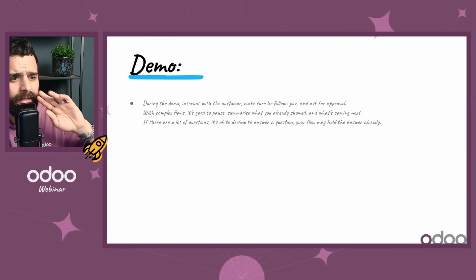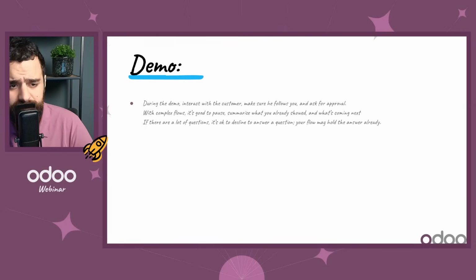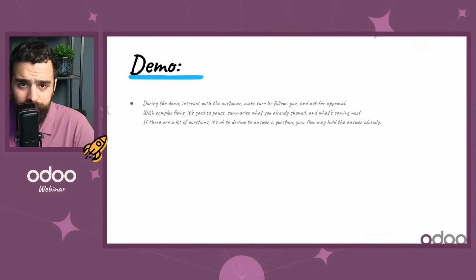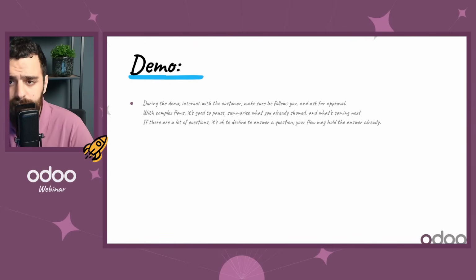Okay. Perfect. And during the demo, as I said before, interact with the customer. Make sure he follows you, asks for approval. Do you think, Mr. Customer, this might work at the company? Do you think if I put an approval button, it will solve your issue? Do you think if we put a validation tip over here, does it work?